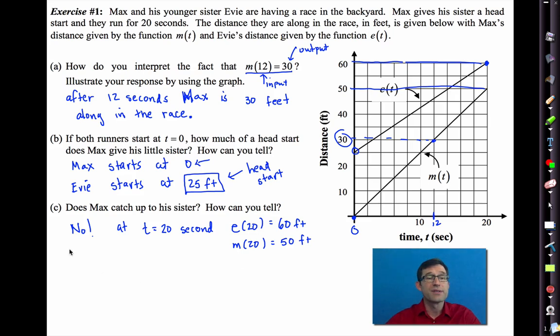Another way of putting it is no, because the lines never cross. They're going to be at the same place if those lines cross, if they intersect with one another. But the lines never cross, and therefore Max, at least during this 20-second race, never catches up to his sister. All right, now we're going to keep working with this problem, but I do have to clear out this text. So copy down what you need to.